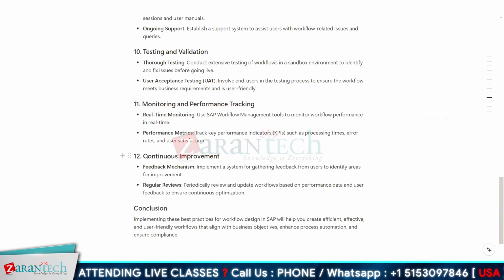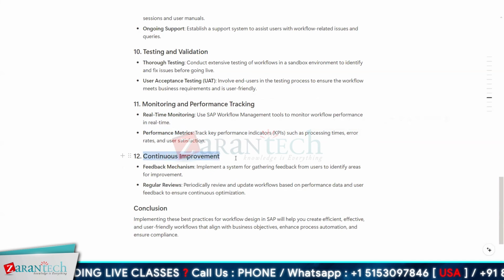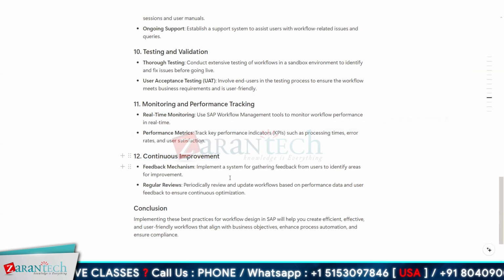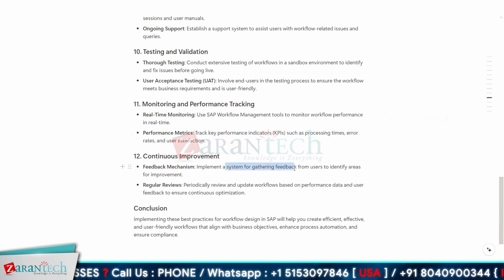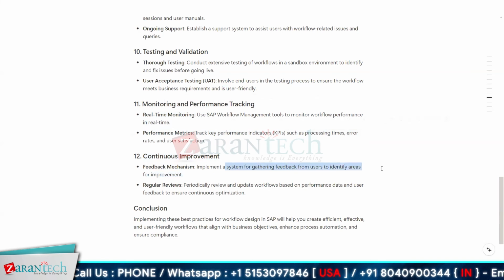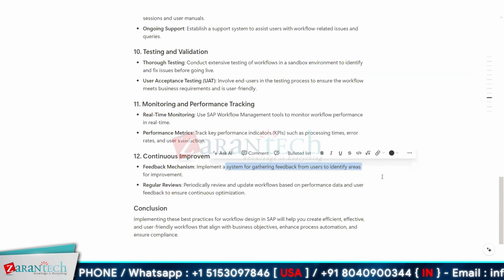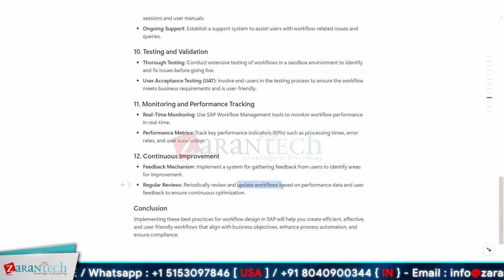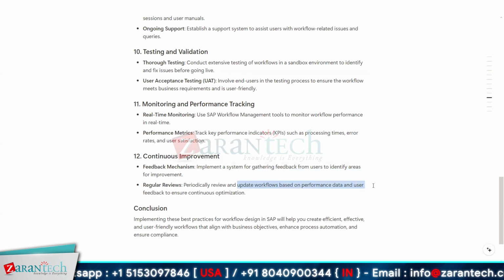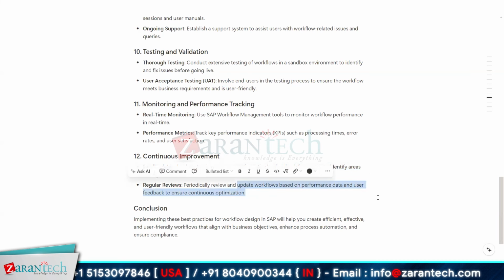And the last one we have is continuous improvement. Feedback mechanism: implement a system for gathering feedback from users to identify areas for improvement. Then regular reviews: periodically review and update workflows based on performance data and user feedback to ensure continuous optimization.